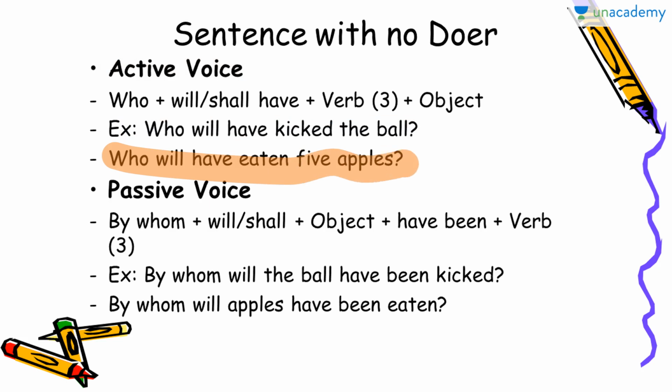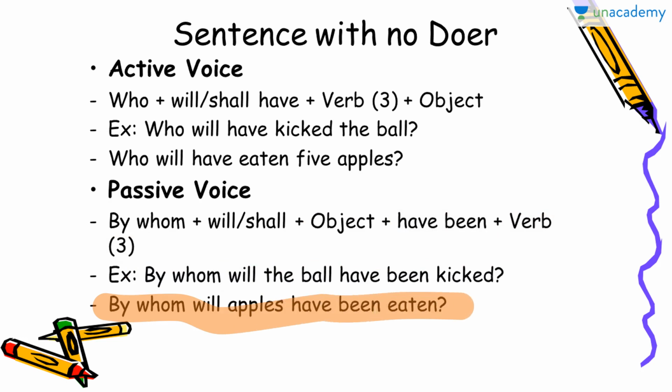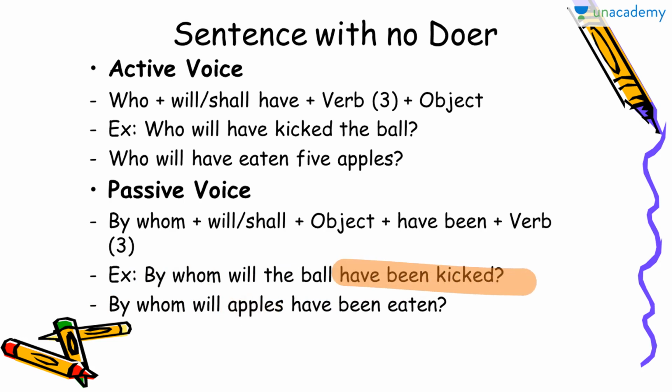In passive voice, a sentence will start with by whom, followed by will or shall, then the object on which the work is done, then have been, and then verb third form. For example, by whom will the ball have been kicked? By whom will apples have been eaten? So it starts with by whom, followed by will, then the object on which the action is done, then have been, verb third form. In this manner, we see that our sentence is completed in passive voice from active voice.